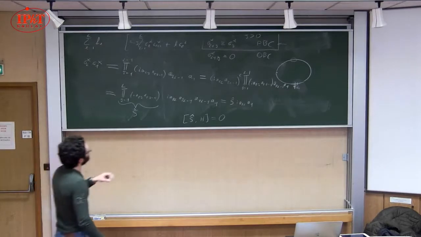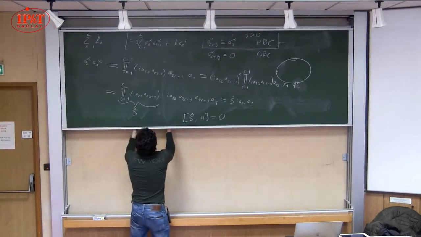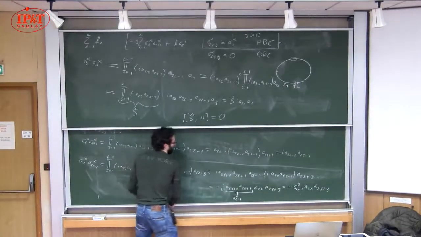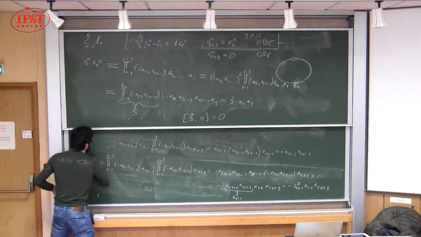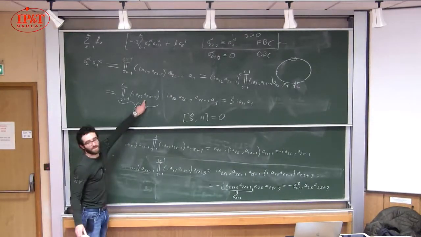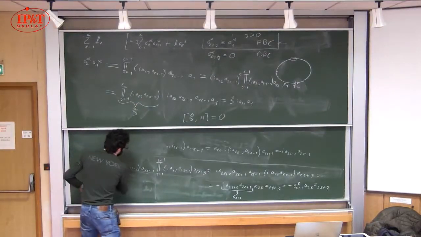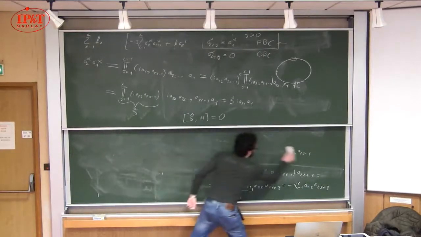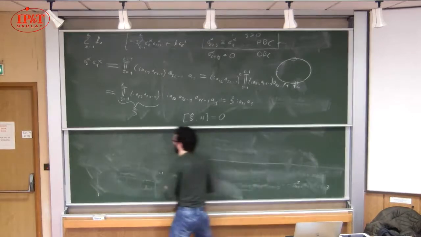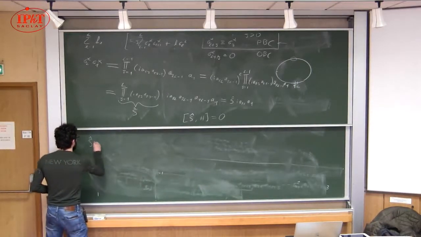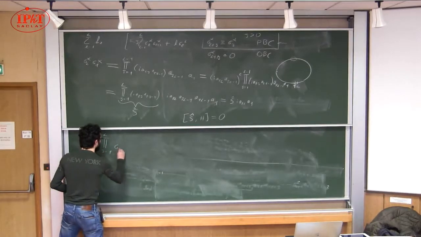Maybe this is easier to see in a spin language. I'm pretty sure that it's easier. So let's write what S is in terms of the Pauli matrices. Well, this is just sigma Z. So this is the product of all sigma Z in the chain. So this operator S is equal to the product over j from 1 to L of sigma_j^Z.